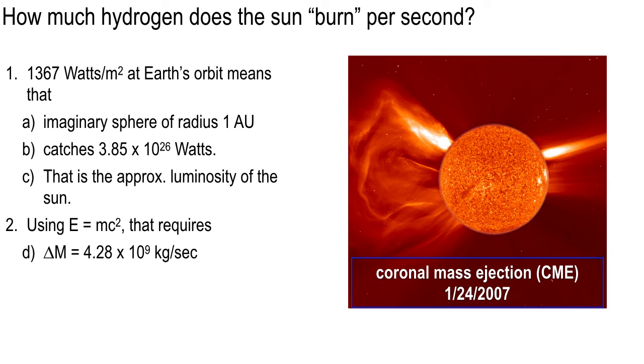And so every second, we figure that the sun is converting this much mass into pure energy using E equals mc squared. All right, and so go ahead and jot that down, 4.28 times 10 to the 9 kilograms per second. Now, that's my mass per second. Now, if I multiply that by c squared, it should come out to 3.85 times 10 to the 26 joules per second. All right, so let's do that.